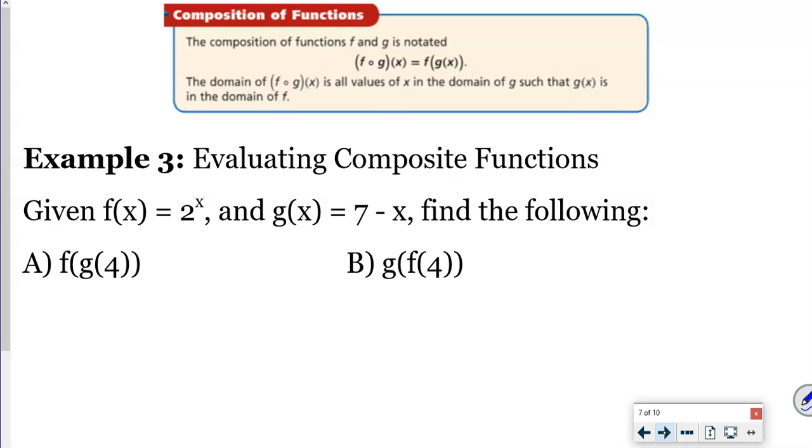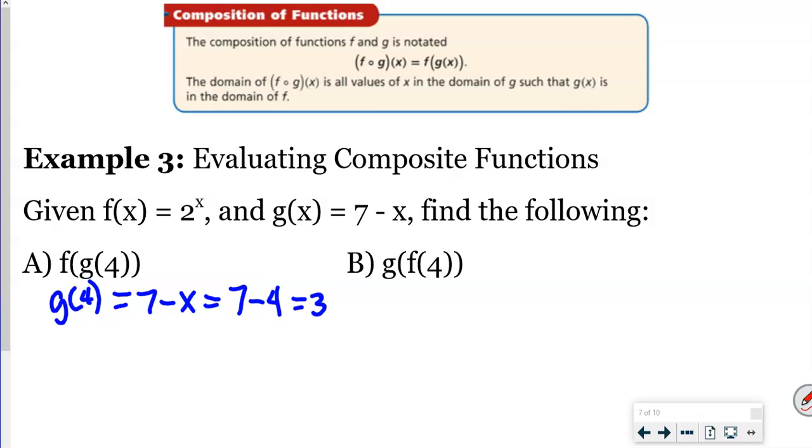All right, so now this one says evaluate composition functions. So when we do this, again, what we're going to do is we're going to work from the inside out. So we're going to do our g of 4, and our g function is 7 minus x, right? So we're going to put the 4 in for the x. So that's going to be equal to 7 minus 4, which is what? 3, right?